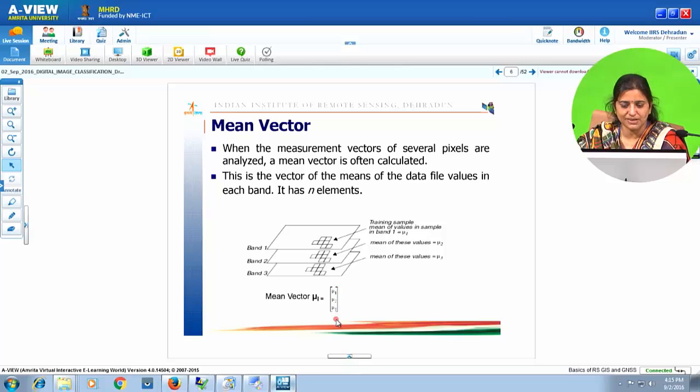So when the measurement vectors of several pixels are analyzed, a mean vector is often calculated. This is the vector of the means of data file values in each band. It has n elements. Similarly, we can calculate a standard deviation vector, variance vector and so on for a set of pixels.